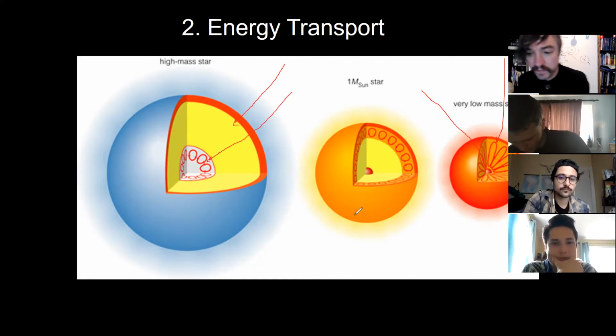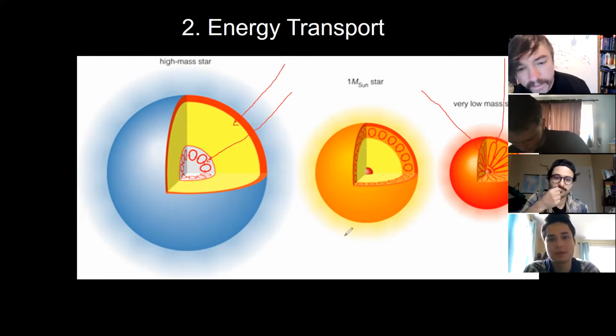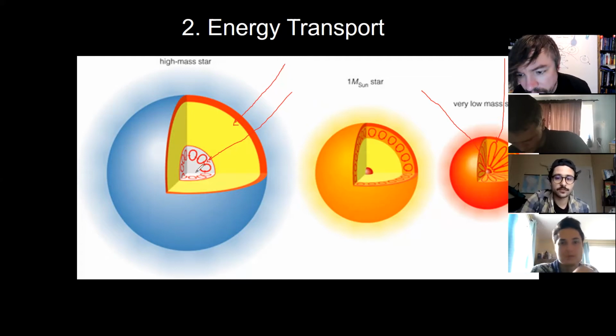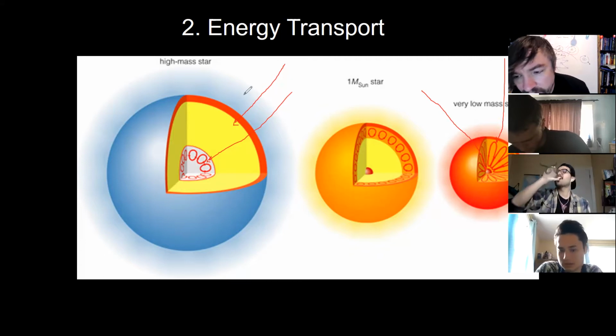I don't see a core. The previous two stars had this red little core, but this one doesn't. We still consider the center of the star the core, but what do you notice is going on with the core? The convection is inside, not outside. Yeah, if I were you guys, that would be very confusing to me.